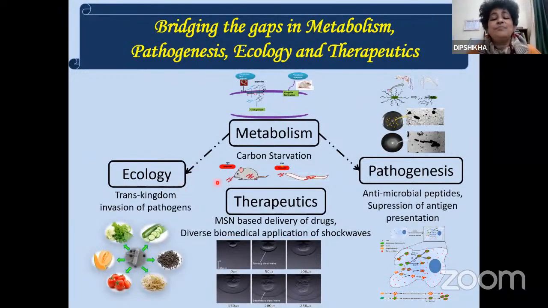The research that we are going to discuss, or the path that we are going to discuss, in fact, bridges between the metabolism and the ecology, leading to the therapeutics and the pathogenesis. So unless you know about the bacteria or the virus or the parasite or anything that you're working with, the therapeutics becomes like shooting in the dark. And that is the reason we are failing so much in developing therapeutics. The first reason is that we do not know enough of the pathogen or enough of the infectious disease.